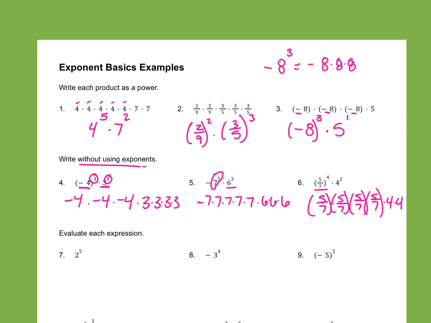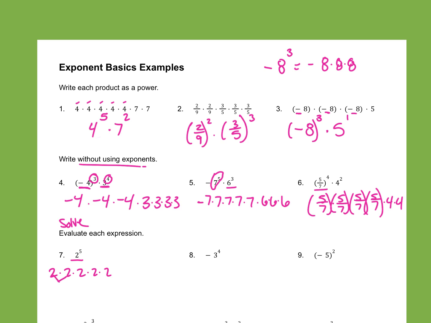Now we're going to start evaluating, and evaluate means to solve. So we are going to solve these expressions. So this means I have 2 being multiplied by itself 5 times. And because I can multiply in any order I want, I can do whatever is going to make it easiest for me. So this is the method I'm going to choose. You could always do a different way.